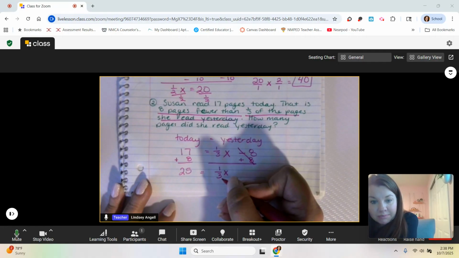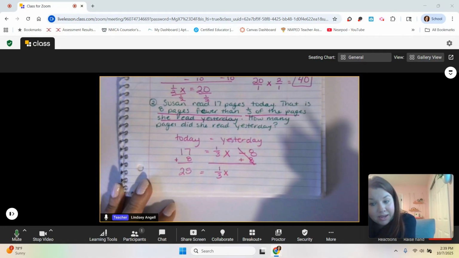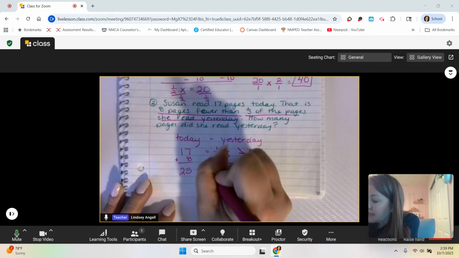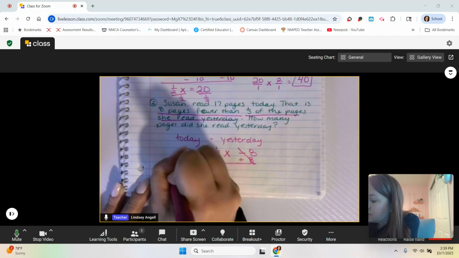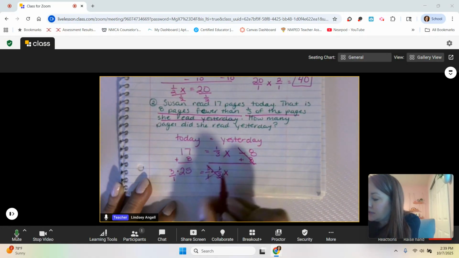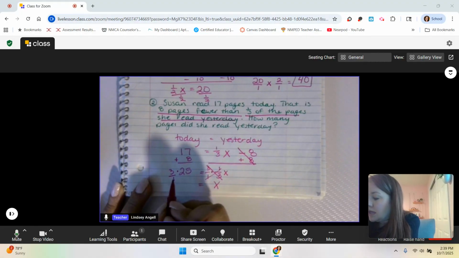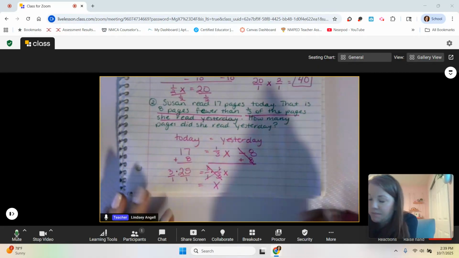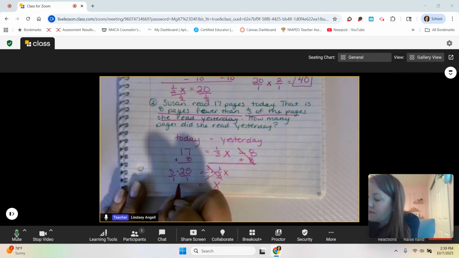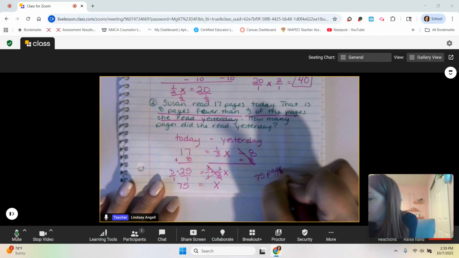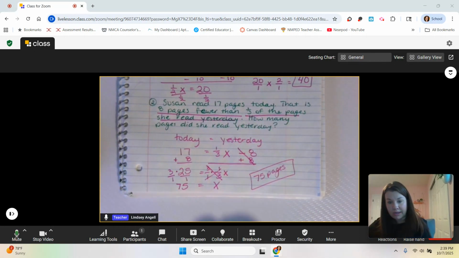Right now I'm multiplying by 1/3, so to get rid of it I need to divide by 1/3, which is also the same thing as multiplying by the reciprocal, right? That's what we did right here. So that means I can multiply by 3/1. Whatever I do to one side, I have to do to the other. These are opposite, so these are going to cancel, and we're left with x. And then I can put 25/1, at least so then I know that they're both fractions, right? And then 3 times 25 is 75. So the final answer would be 75 pages. That's what she read yesterday.